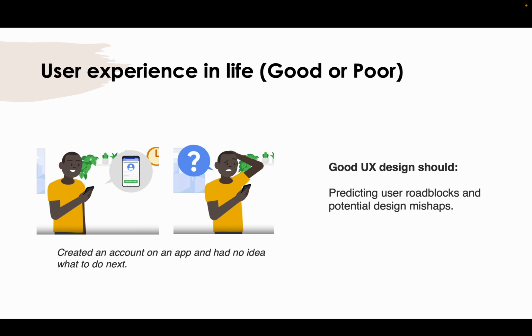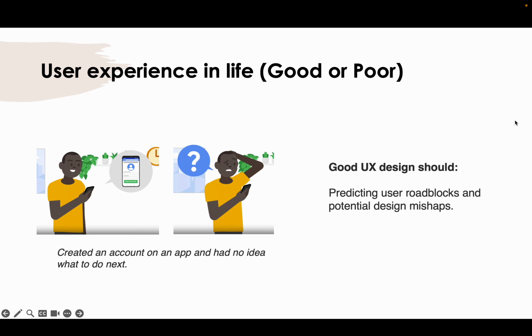So then, let's continue to talk about user experience in life. Think about user experience in your life. When you create an account on an app and have no idea what to do next, that means you are experiencing a poor user experience, right? So good UX design should involve anticipating potential roadblocks and design issues that users might encounter. This means predicting where users could face difficulties or confusion and addressing these problems before they become obstacles.